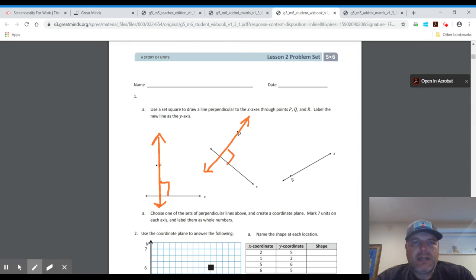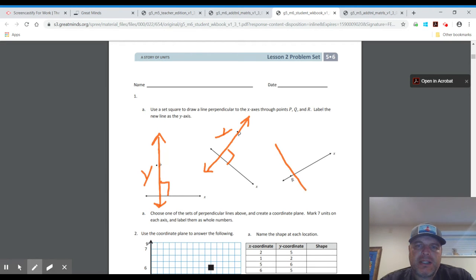Okay. And they're going to want me to label this line the y-axis. So we're going to label it y. That's going to be line y. Okay. And then R. So line perpendicular through R. Again, this is the same thing. And I totally missed R. So please draw your line through R.